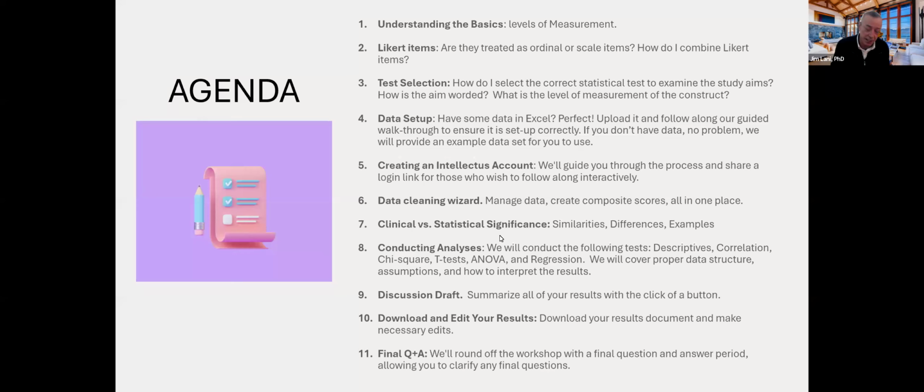I'll touch on the difference between clinical significance or effect sizes, and statistical significance, which is what we all think about when we think about p equals 0.05 and what that really means. I will conduct some analyses that are very common: paired t-tests, descriptives, chi-squares, those are all daily things that we're doing. Discussion draft, how to download, and questions and answers. And as I say, just keep asking questions all the way throughout this. Melissa will interrupt me or stop me for questions and so forth. So just ask away.